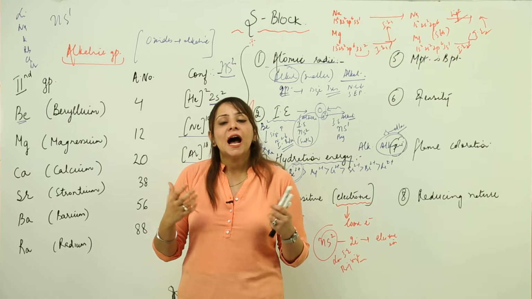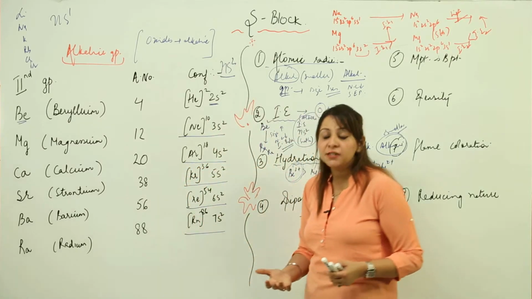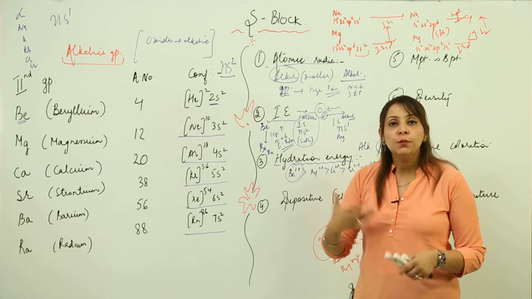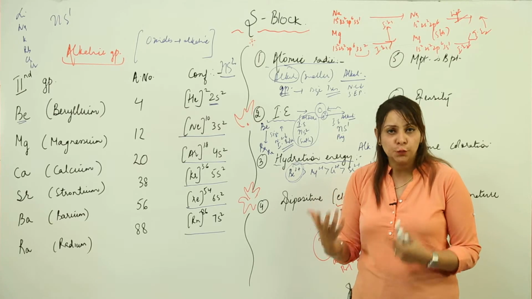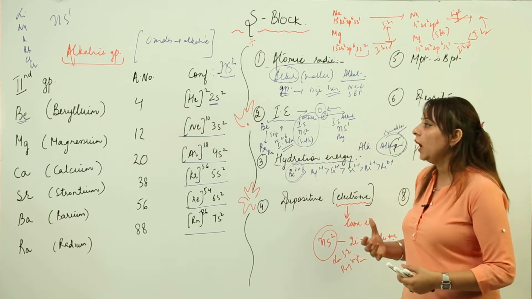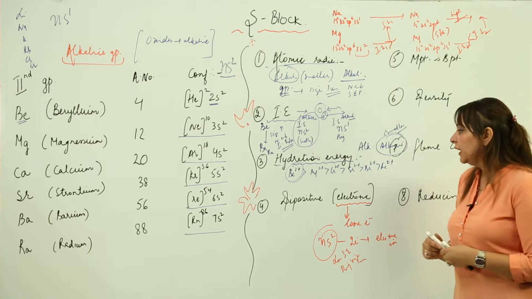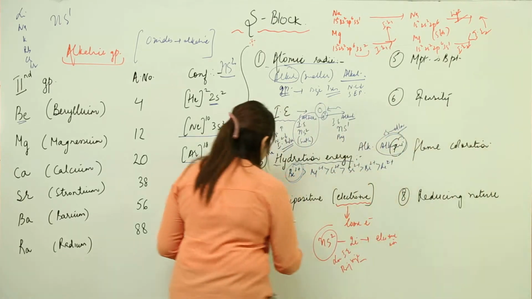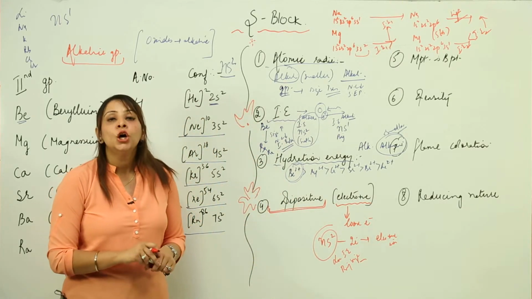And when the ionization energy is decreasing, that means the electropositive character is increasing, because the tendency to lose an electron is more, and for that you need to supply only a small amount of energy. So this is how the electropositive character increases down the group. Now we'll see whether they have the tendency to form a dipositive ion or a monopositive ion.